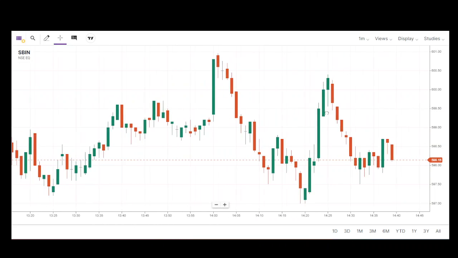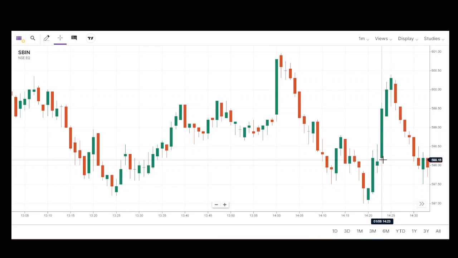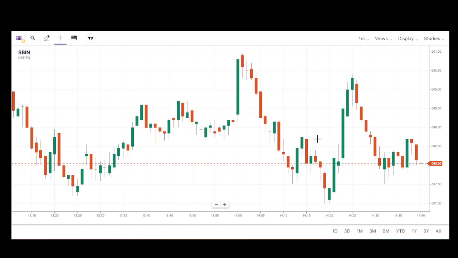Let's say this green candle. There is a small lower wick here and a small upper wick here. Where did the price start? The starting price is this one, where the body starts, 598.20, and where the price closed, 599.50. In that 1 minute, what is the highest price? This one, the top of the upward wick, 599.65. What is the lowest price? This one, 598.13, 98.12.